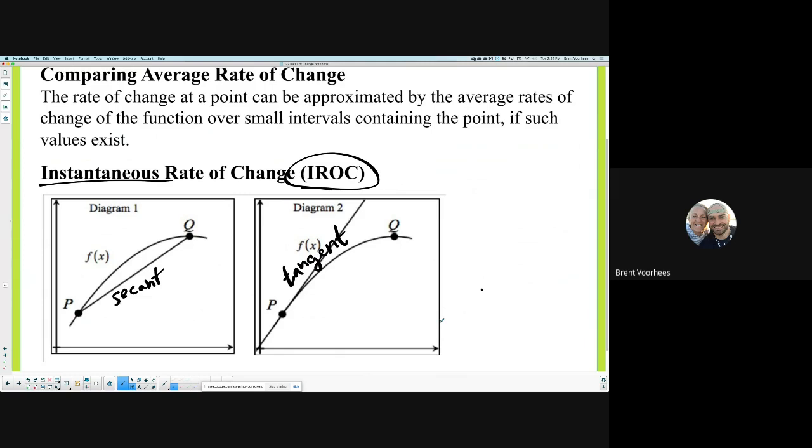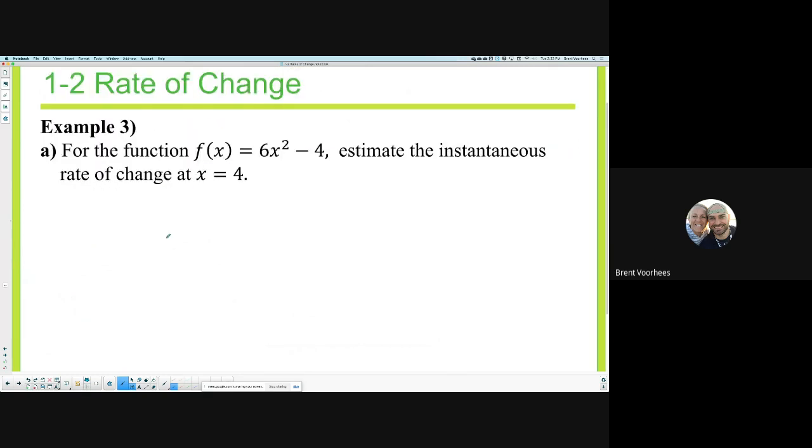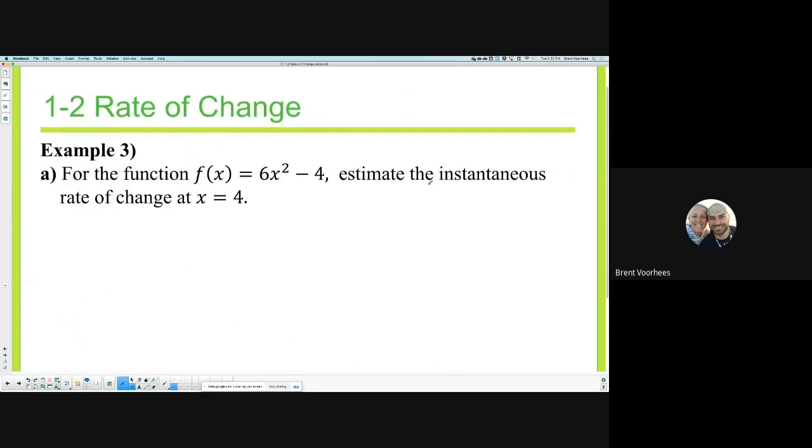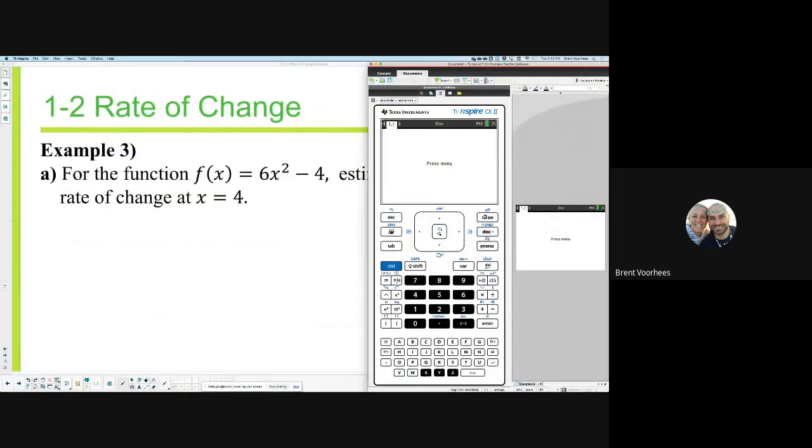But let's talk about the instantaneous rate of change. So here, for this function, estimate the instantaneous rate of change. So here's how we're going to do this. On your calculator, please work. No, it doesn't. Okay, on your calculator, I want you to add a graph.